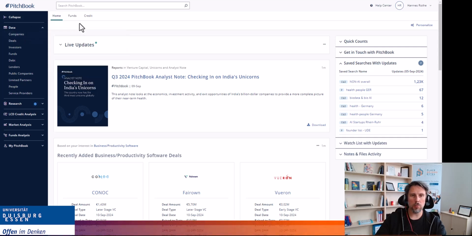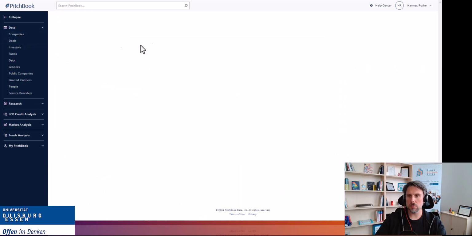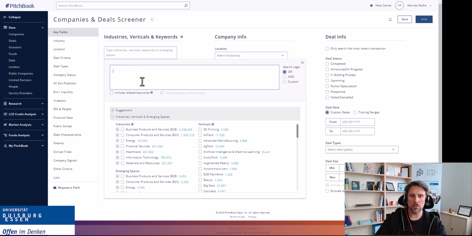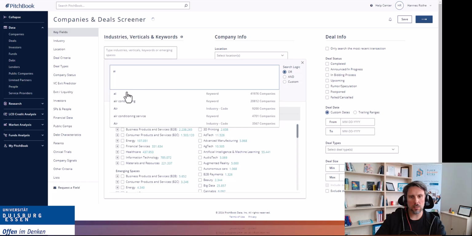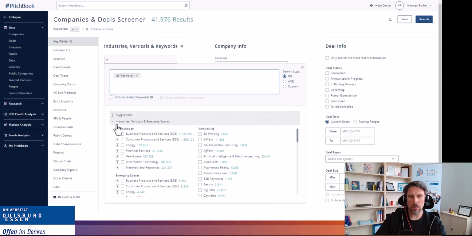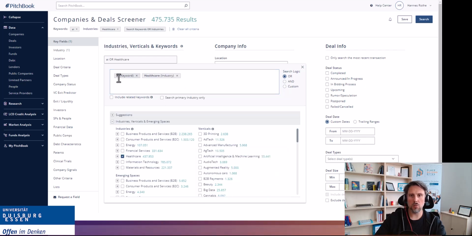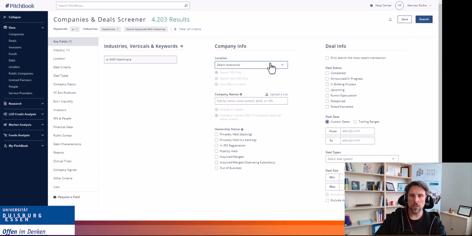So let's say we want to look into companies. We are interested in certain types of companies, for instance AI. So we type in AI, and maybe we're particularly interested in healthcare. So it has to be AI and healthcare. Those are all the AI healthcare companies. We can even say, give me only some locations, such as only Europe. And as you can see, the number of results got smaller and smaller.